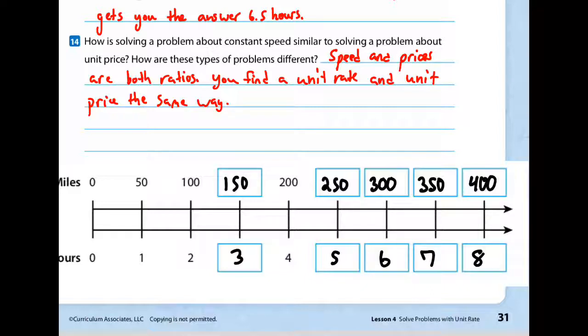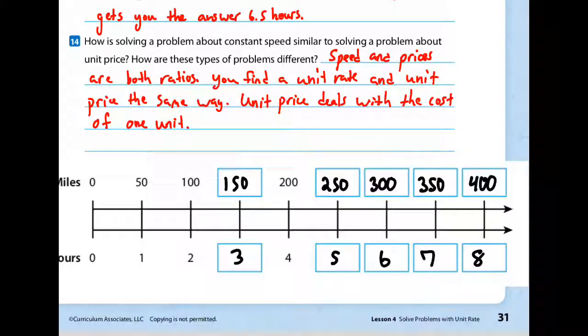Now, how are these types of problems different? Well, I'm just going to say unit price deals with the cost of 1 unit. Okay, yesterday the unit was pounds of tomatoes.